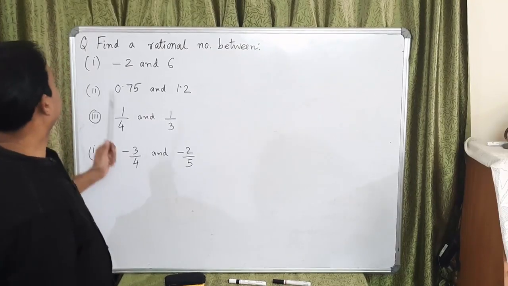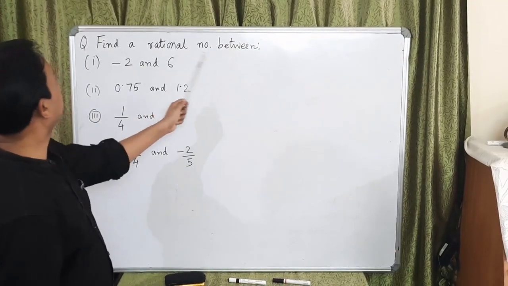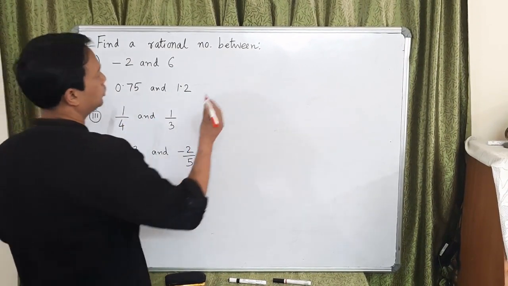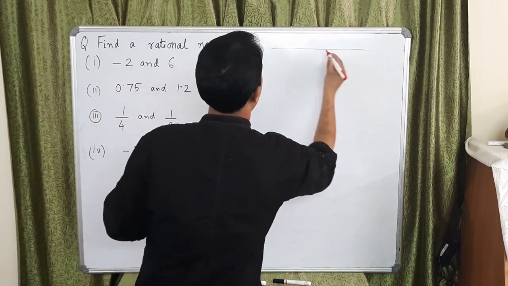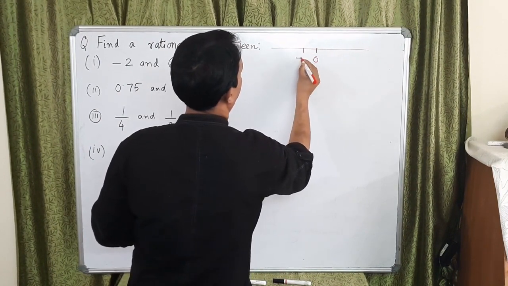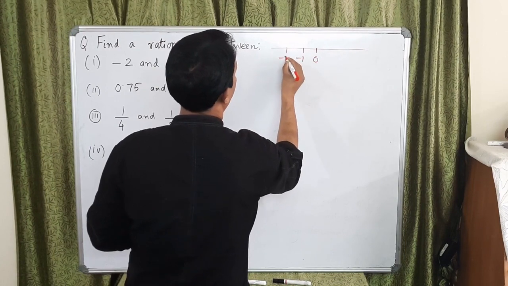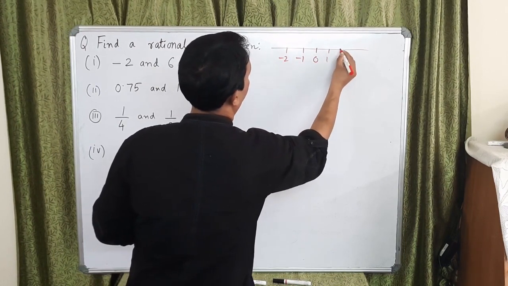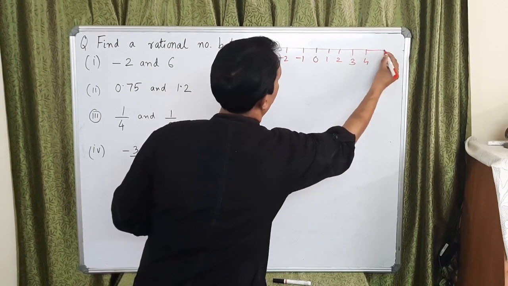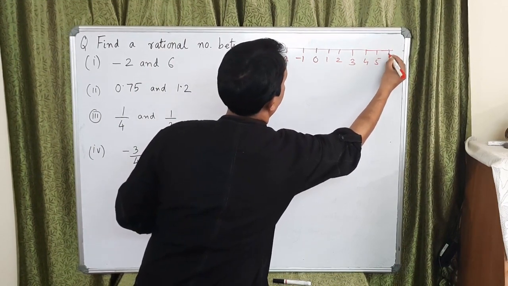Okay, let's look at the next question. Find a rational number between minus 2 and 6. Now, if you draw the number line, we have 0 here. Then on this side, minus 1, minus 2. You go this way: 1, 2, 3, 4, 5, 6.